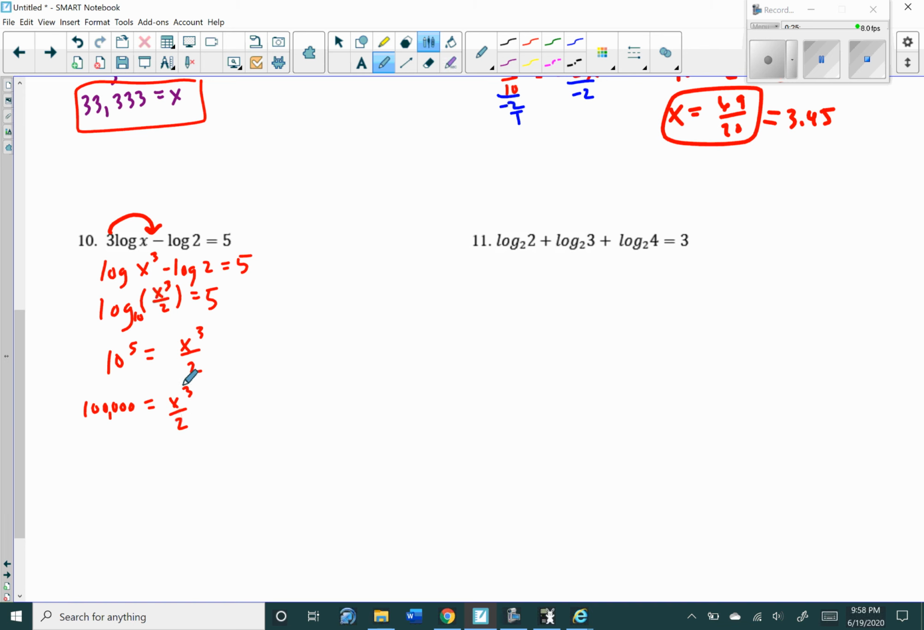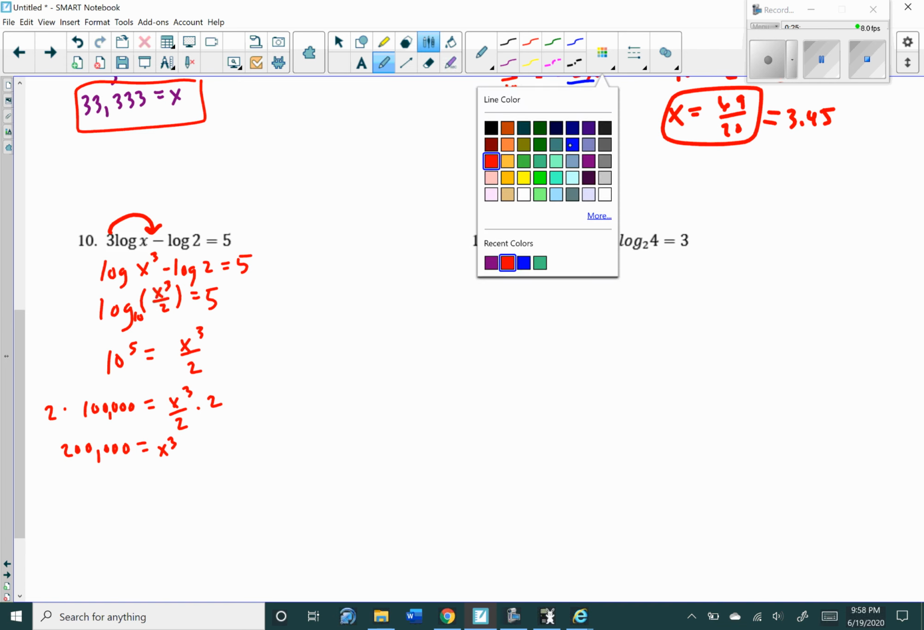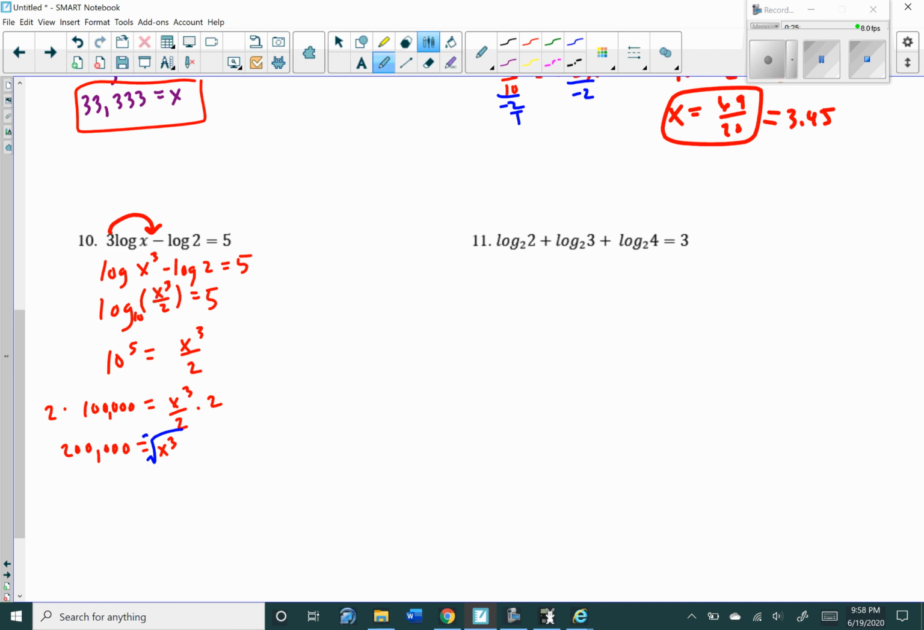We want to get rid of this 2 because remember you do PEMDAS backwards, so multiply both sides by 2. So 200,000 equals x cubed. How do you get rid of that cube? You take the cube root of both sides. And when you're taking the cube root, you don't do plus or minus. It's only for even powers that you're getting rid of.